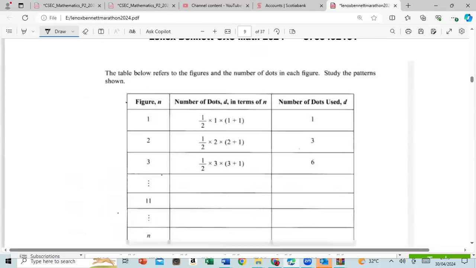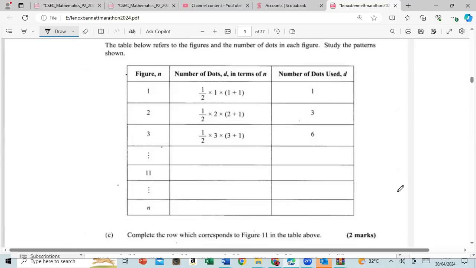Alright, so it says the table below refers to the figure and the number of dots in each figure. We did one like this last class, right? Or it was the regular CXC class, it doesn't matter. They give you the pattern and they want you to figure out figure 11. Oh, see it down here. So go ahead, guys.